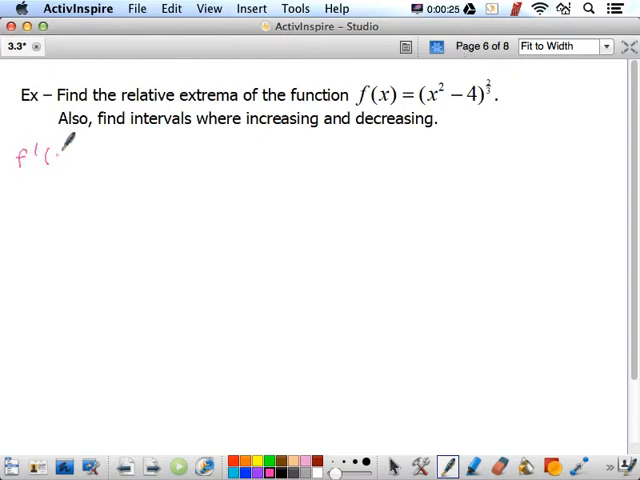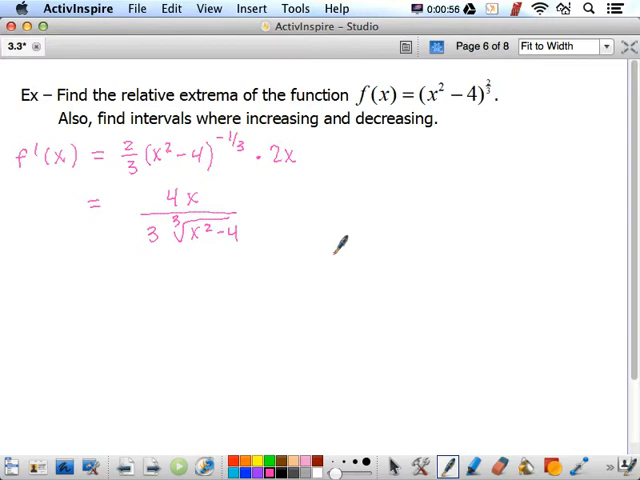Take the derivative. So we have f prime of x equals 2/3 down 1 on the power, times the derivative of the inside, which is 2x. And we'll clean that up. And that gives us 4x all over 3 cube roots of x squared minus 4. Any questions about the derivative?